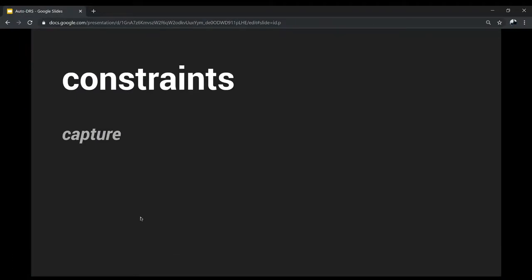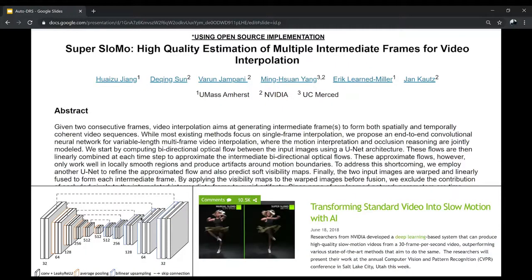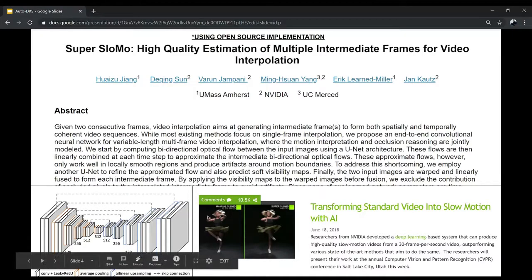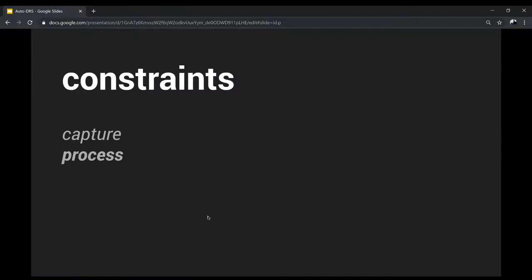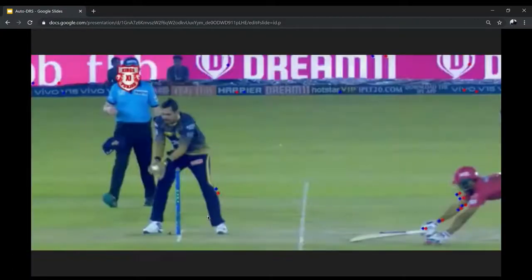For example, ideally we want to capture low FPS video because high FPS video has storage and processing costs. So perhaps we could use something like super slow-mo, use a pre-trained open source implementation, which basically uses a unit-like architecture to perform temporal interpolation between frames to artificially slow it down. We also want the process to be robust. So I tried SIFT, but SIFT is not really robust in this case.